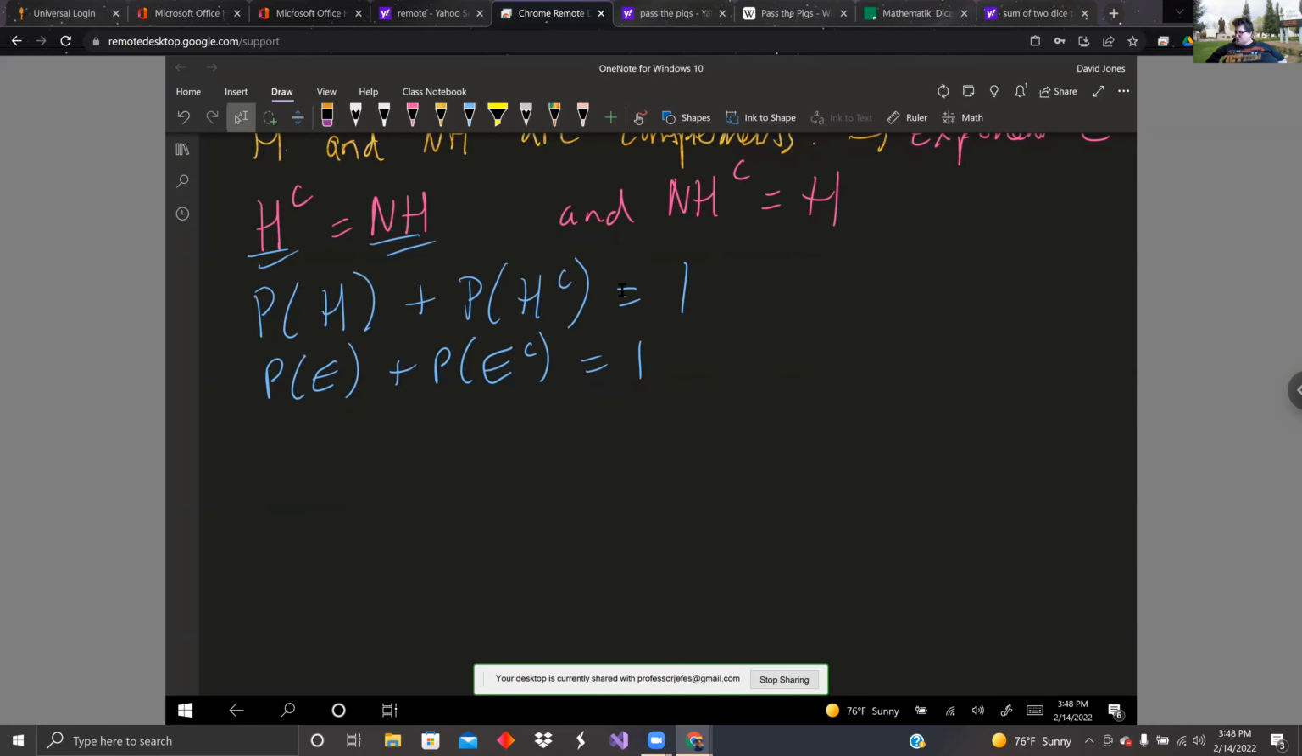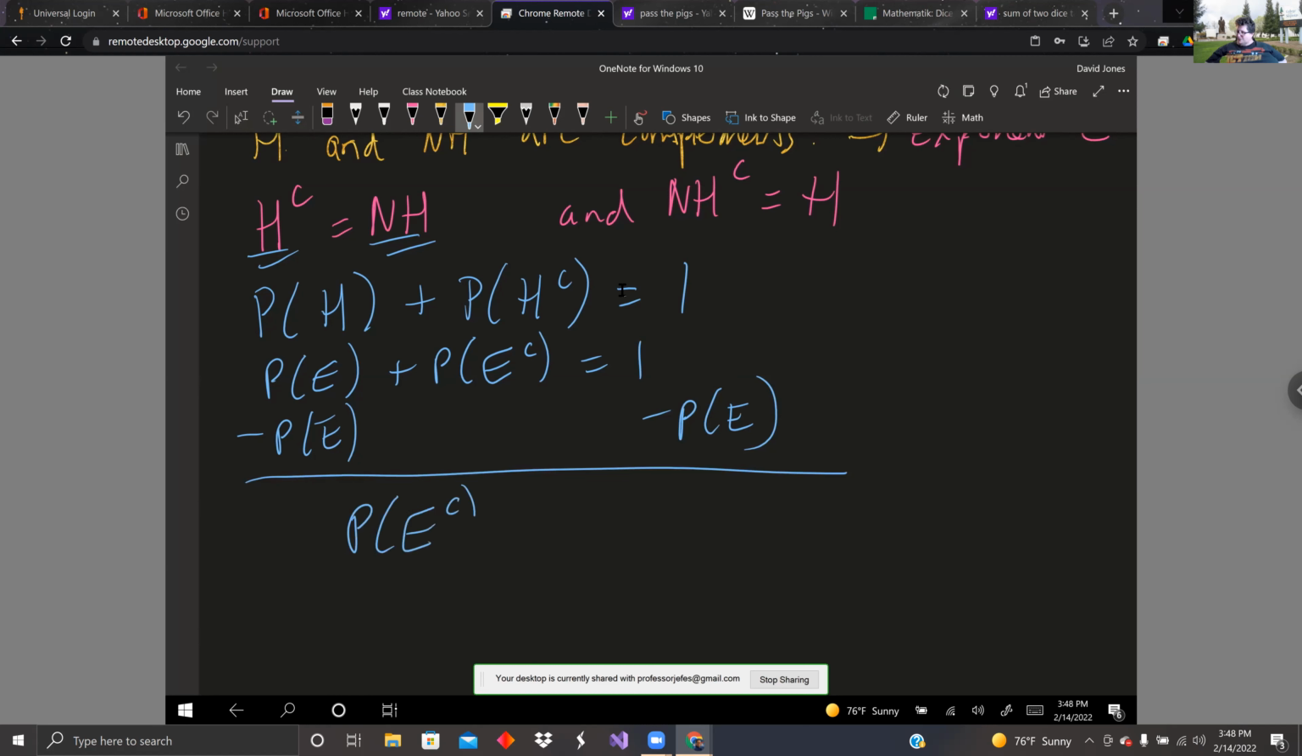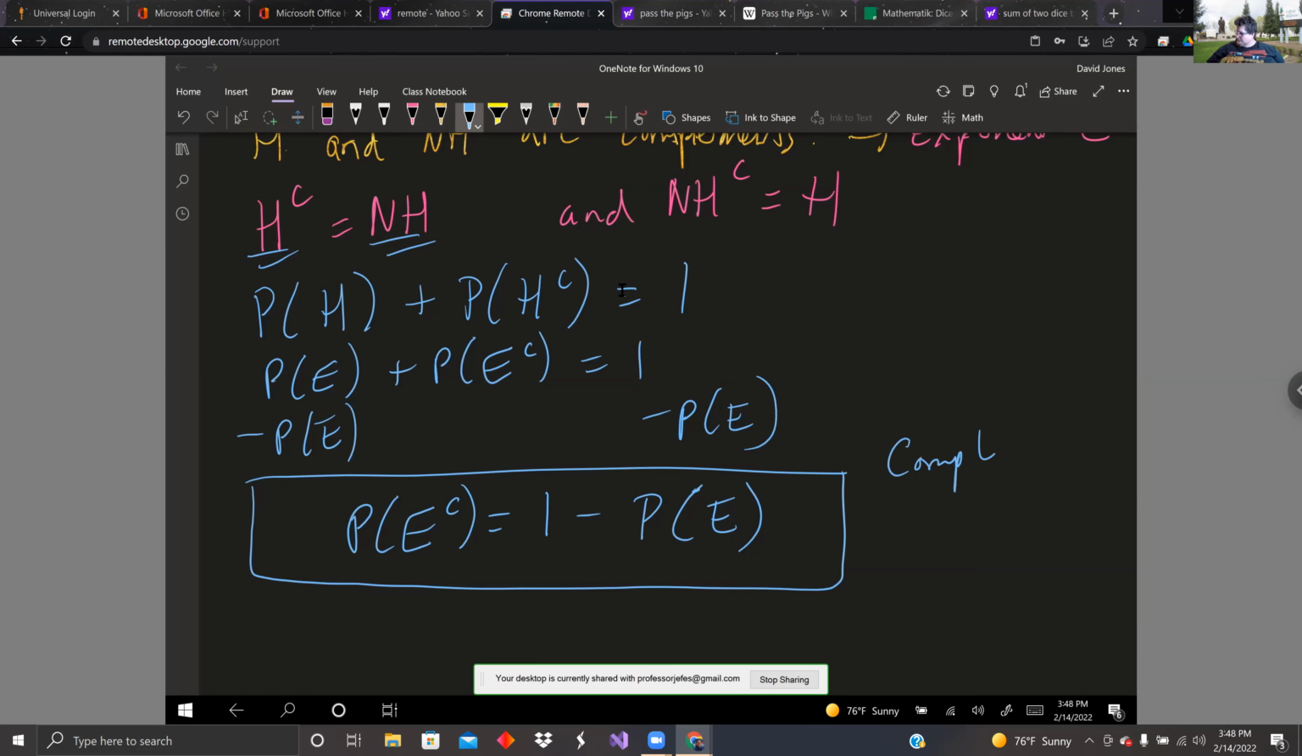But notice if I solve for the complement, if I subtract probability of E from both sides, doing some beginning algebra, it may have been a little while for you, so hopefully this rings a bell. How to move stuff over is subtraction. The probability of the event complement is the same as 1 minus the probability of the event. This is the complement rule.